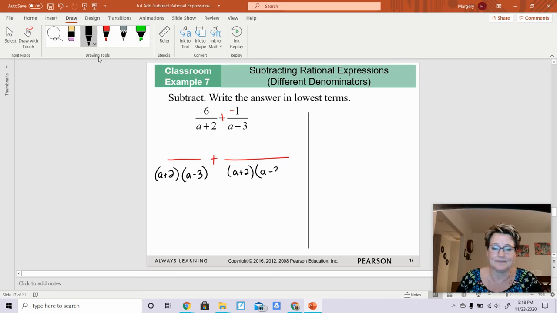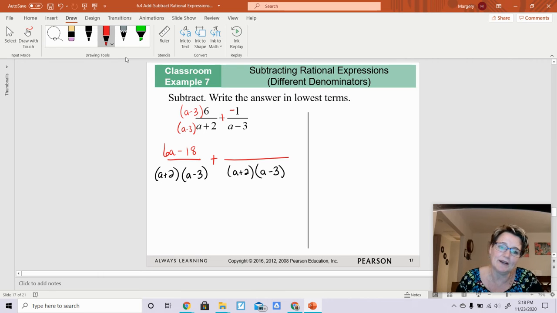That's all. Now, whatever's missing here, if you notice it's missing an a minus 3. Whatever you do to the bottom, you've got to do to the top. 6 times a is 6a. 6 times negative 3 is a negative 18.